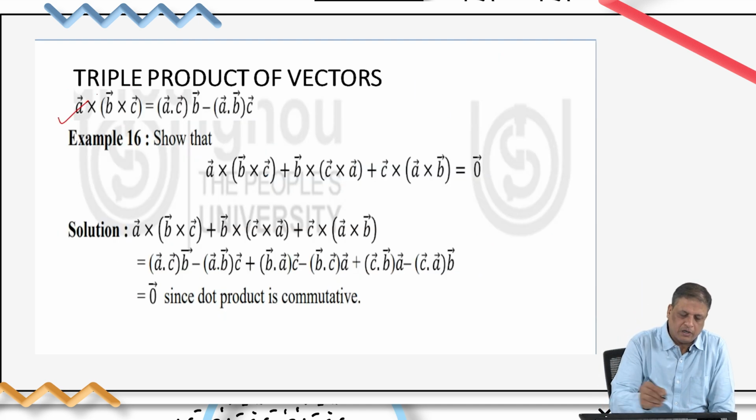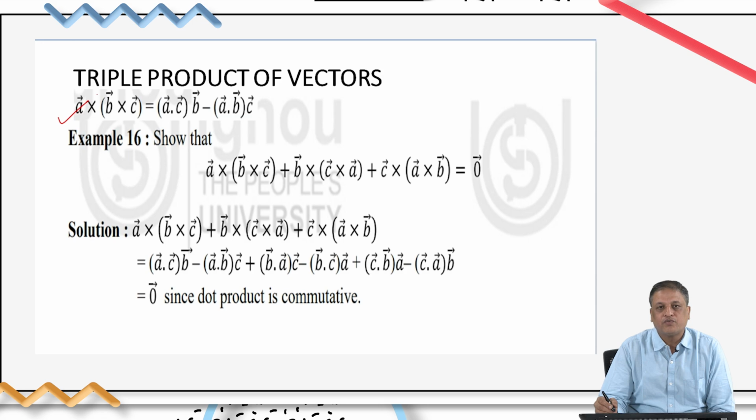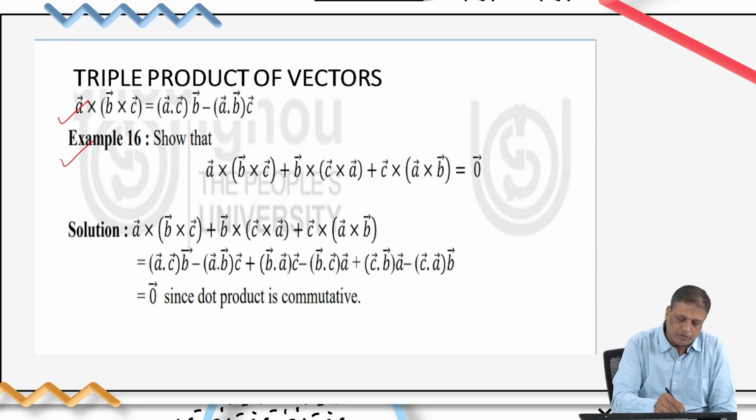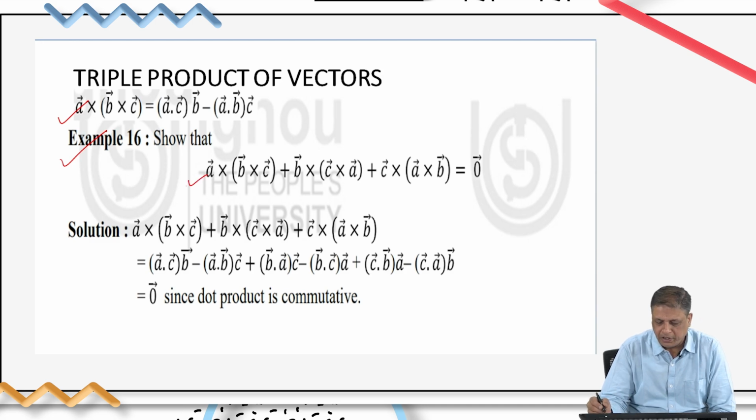Now, we apply the understanding of this formula, that is A cross B cross C is equal to (A dot C) B minus (A dot B) C, to solve one numerical. Over here it is required to show that A cross (B cross C) plus B cross (C cross A) plus C cross (A cross B) is equal to 0.